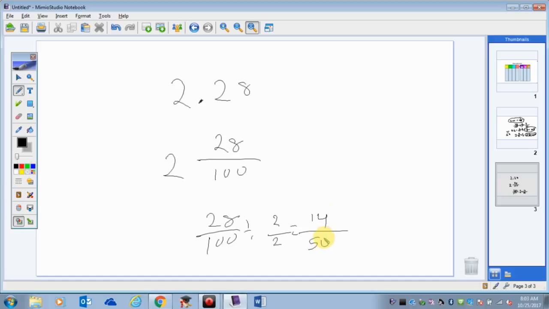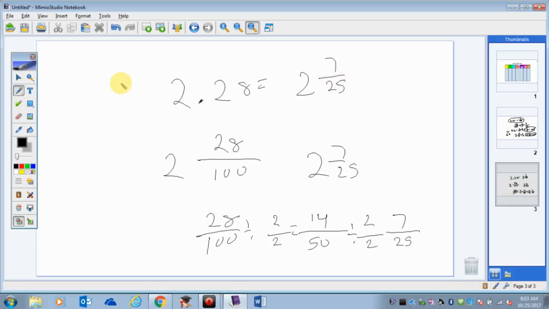They're still both even, so I can reduce it by 2 again. 14 divided by 2 is 7. 50 divided by 2 is 25. And that is a reduced fraction all the way. So put it back with its whole number. It's going to be 2 and 7 over 25. So 2 and 7/25. So 2.28 is equal to 2 and 7/25.